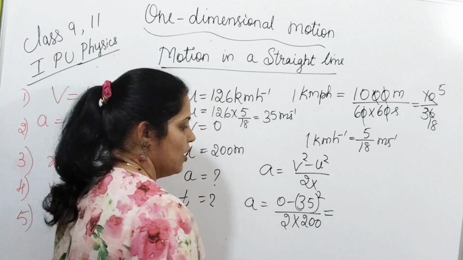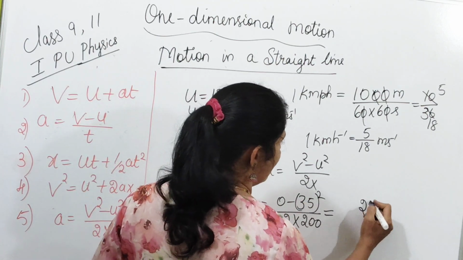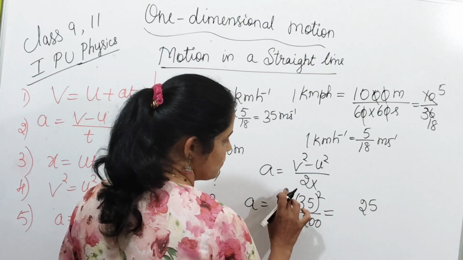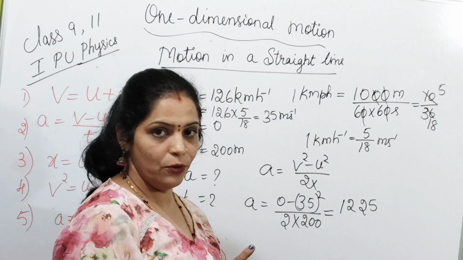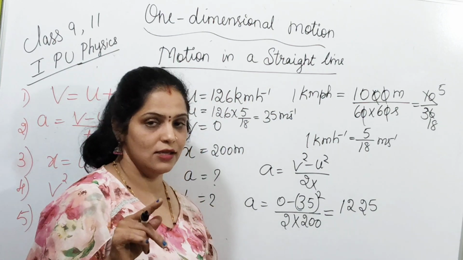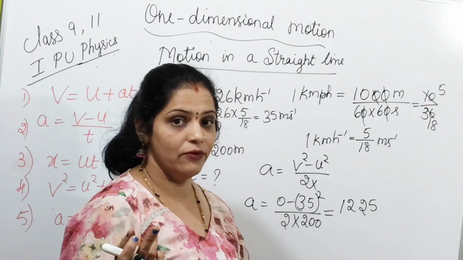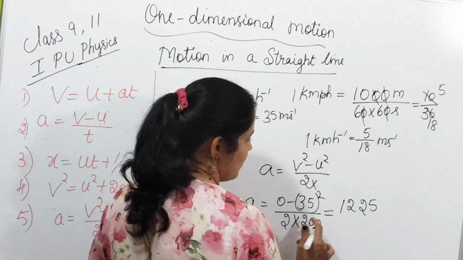So 35 square, how to calculate 35 square? 5 square is 25, and for 3 square, add 1 to 3, that is 4, and 4 3s are 12. I have uploaded one video on Vedic Maths, on how to find the square of a number which ends with 5. So please go through that.